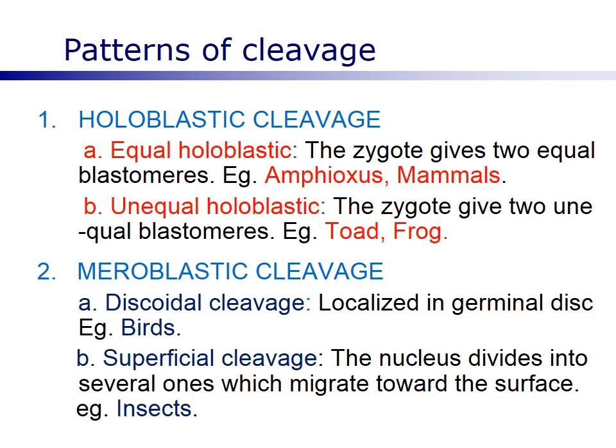When we look into the meroblastic cleavage or incomplete cleavage, the cleavage furrow cannot entirely pass through the animal-vegetal axis. That means the cleavage is restricted to the animal side due to the presence of a large amount of yolk in the vegetal side. The meroblastic cleavage can be discoidal cleavage or superficial cleavage. We can discuss the details in the upcoming slides.